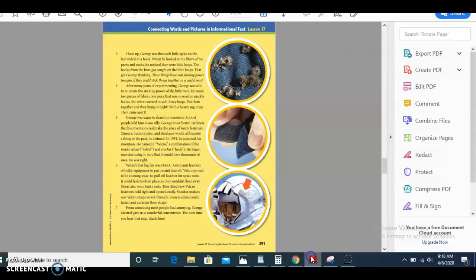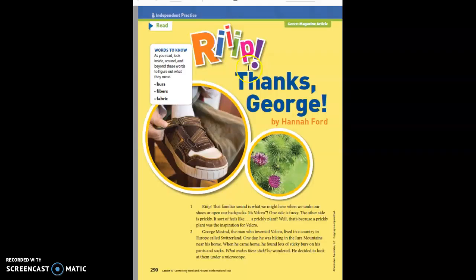So I'm going to go to the text that we're going to be reading today. Thanks, George. When I look at this text, as I'm previewing, I'm seeing photographs. I'm also scanning it and I'm seeing words about Velcro. So I'm thinking this is going to be an informational text. So I know in an informational text, I'm going to be getting information, and that information is going to be about a topic. And there's usually a point of view by the author, something they think about this topic. So as I'm reading, I'm going to be looking for those key details.